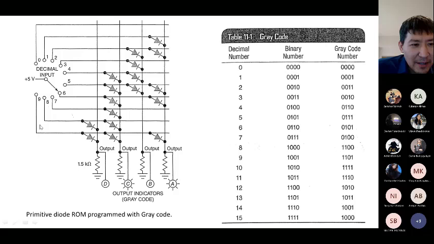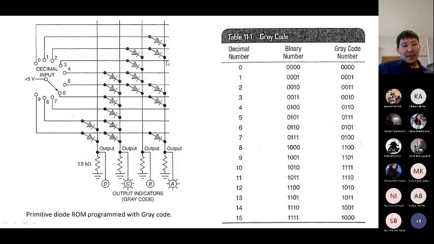So it can convert from decimal to Gray code. For example, there is a switch. If your switch is on 0, the output will be 0, 0, 0. If, for example, in this case it is on 6, you can find from this table that 6 in Gray code will be 1, 0, 1. So you can see that C and A will light. It means that it is 6 in Gray code.